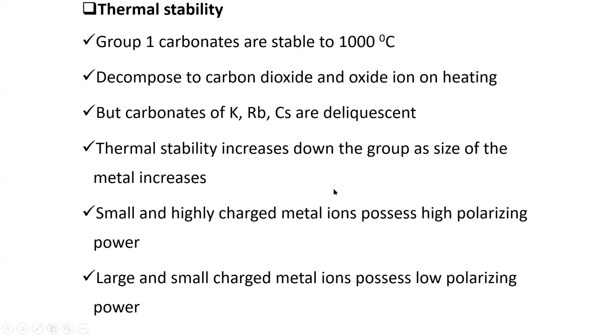Now we look at the thermal stability of carbonates. Your group one carbonates, as I told you, are very, very stable, up to 1000 degrees Celsius. And you agree with me that this is a very high temperature. They decompose into carbon dioxide and the oxide on heating. But your potassium, rubidium, and cesium carbonates are deliquescent. What it means is that they can absorb water when left in the atmosphere. And thermal stability increases down the group as the size of the metal increases.